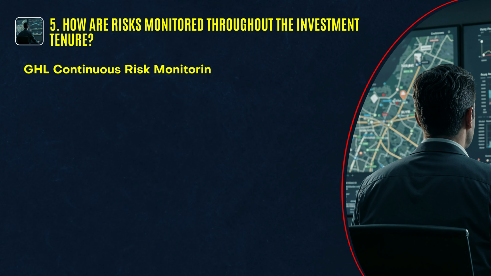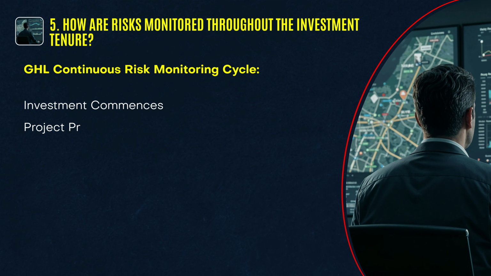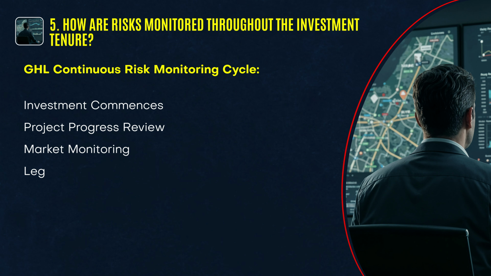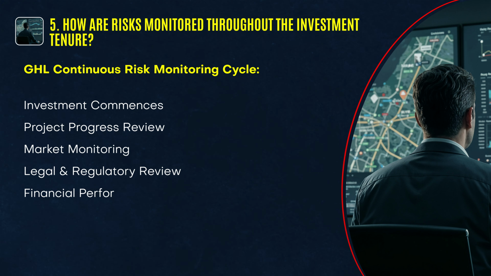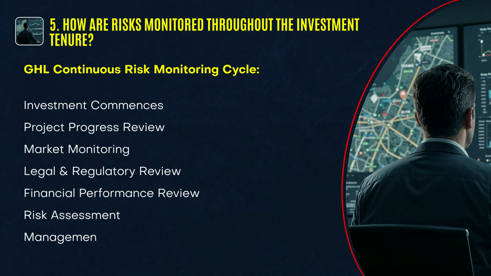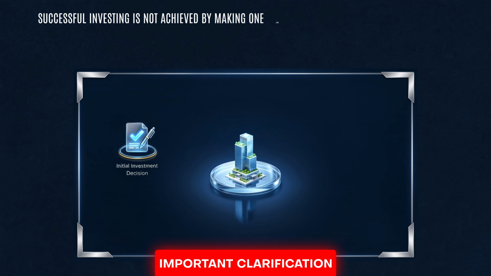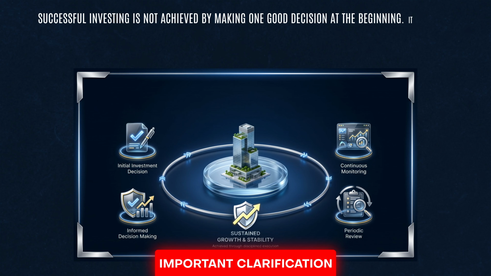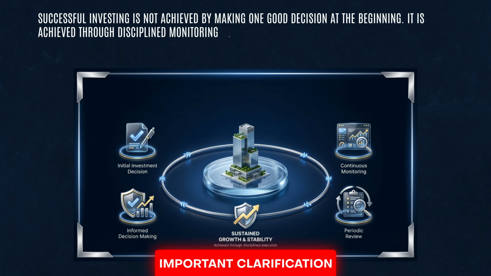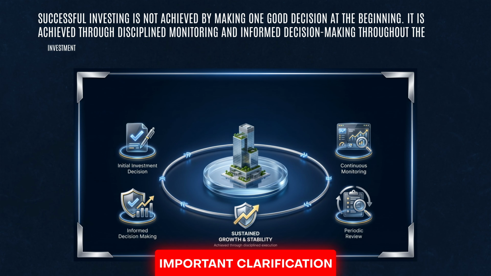GHL Continuous Risk Monitoring Cycle: investment commences, project progress review, market monitoring, legal and regulatory review, financial performance review, risk assessment, management review and action. Continuous monitoring until maturity. Important clarification: successful investing is not achieved by making one good decision at the beginning. It is achieved through disciplined monitoring and informed decision making throughout the investment life cycle.